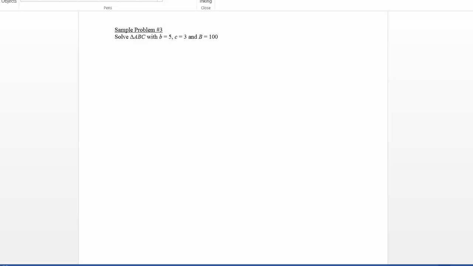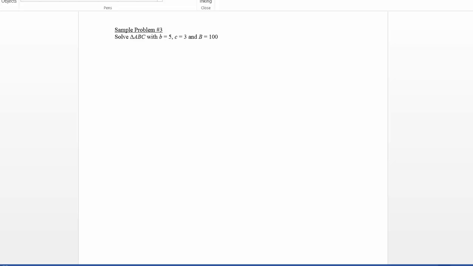Okay, I'm going to work sample problem 3 now. If you haven't had an opportunity to try this on your own, go ahead and try that first and see if you can come up with all of the possible solutions, if there are any, first, and then come back and take a look at the answer.